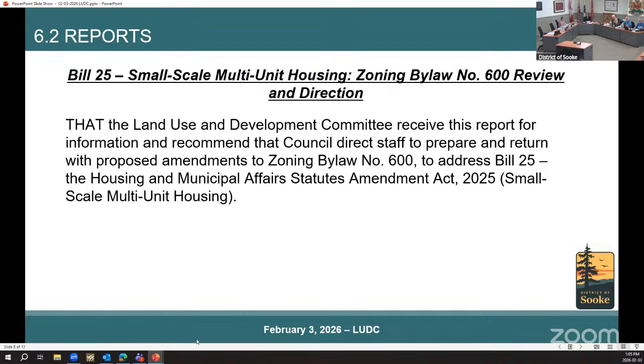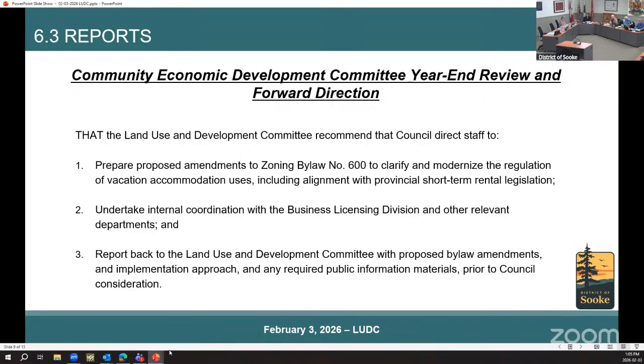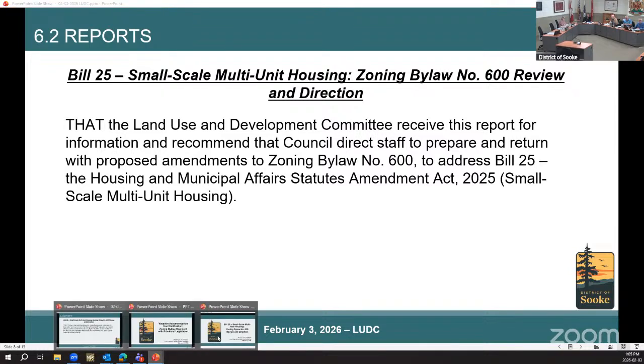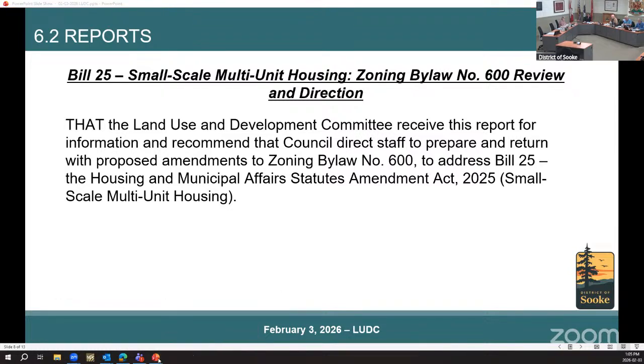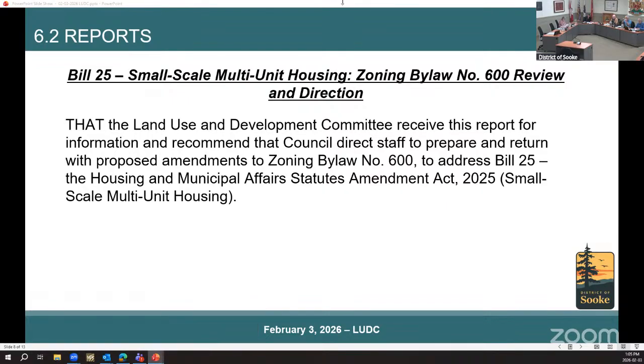This is Bill 25, small scale multi-unit housing zoning bylaw number 600 review and direction. So over to our staff. Yes, thank you. This item is an information report related to Bill 25 and small-scale multi-unit housing.